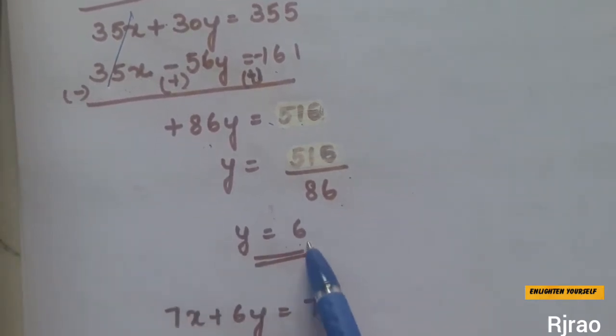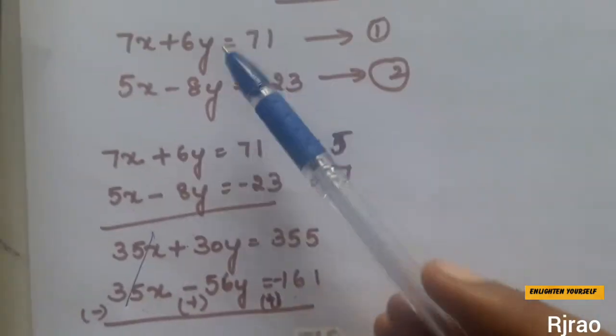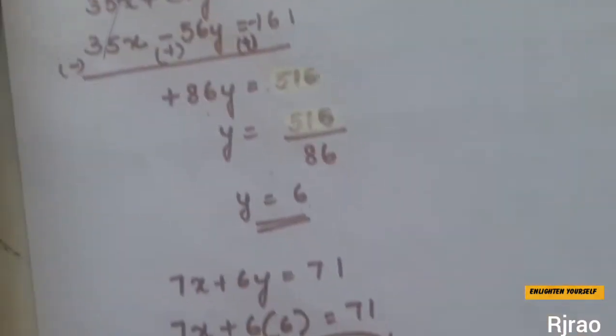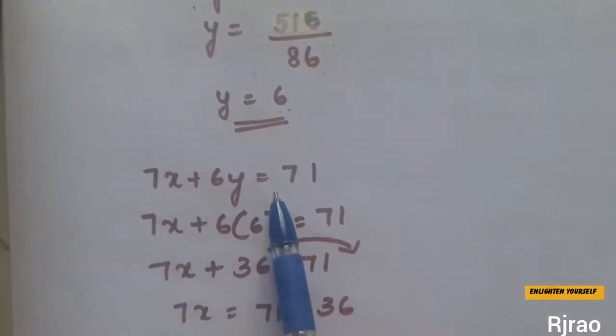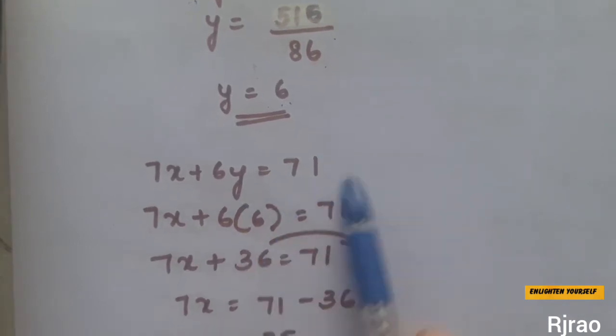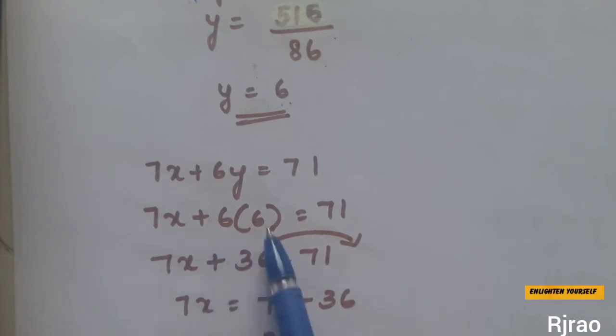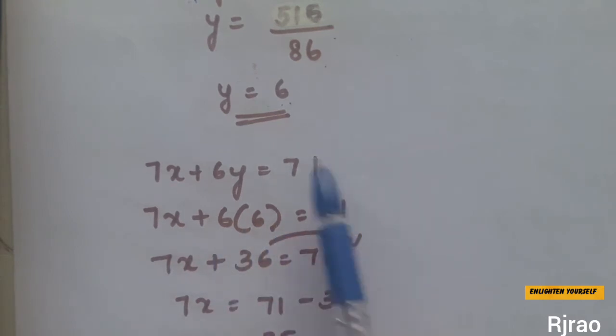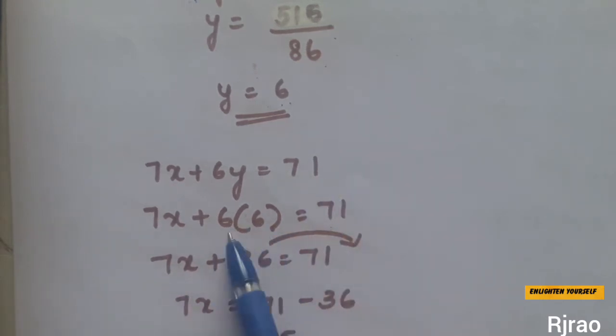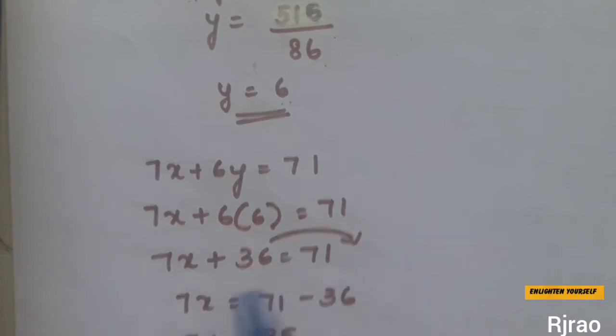Now this y value we have to substitute in any one of these equations, and we will get 7x plus 6y is equal to 71. In this equation I am substituting the y value. So 7x plus 6 into 6 is equal to 71. 7x plus 6 sixes are 36 is equal to 71.